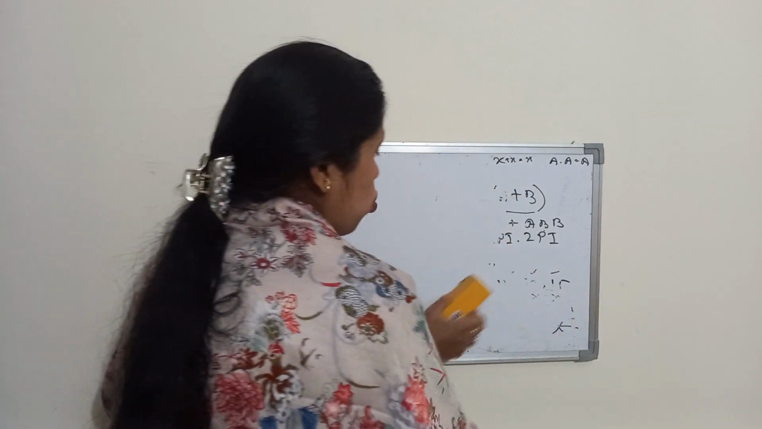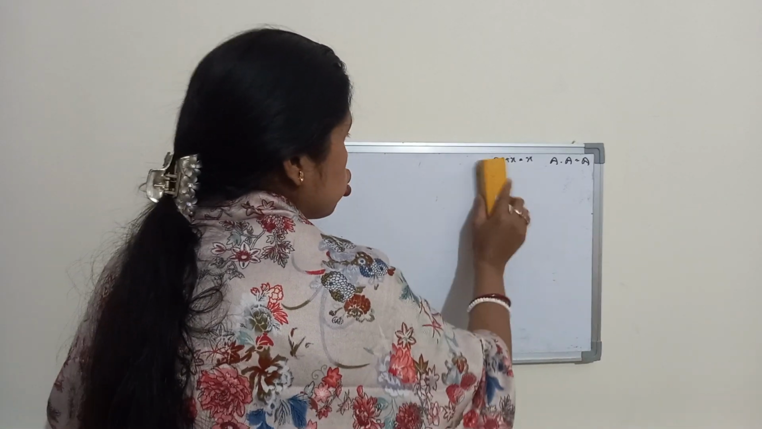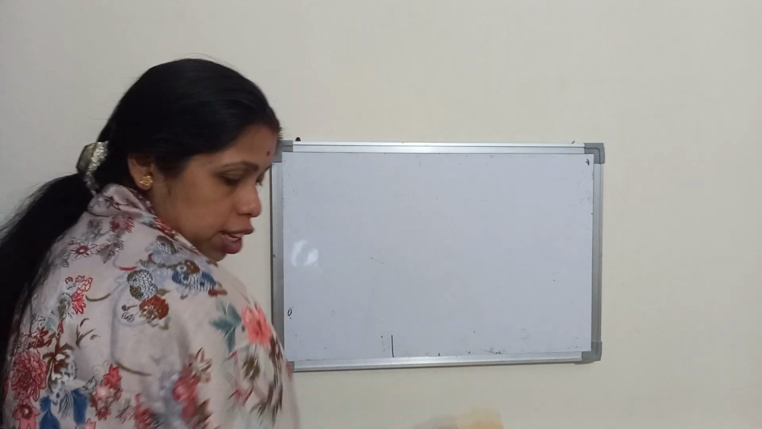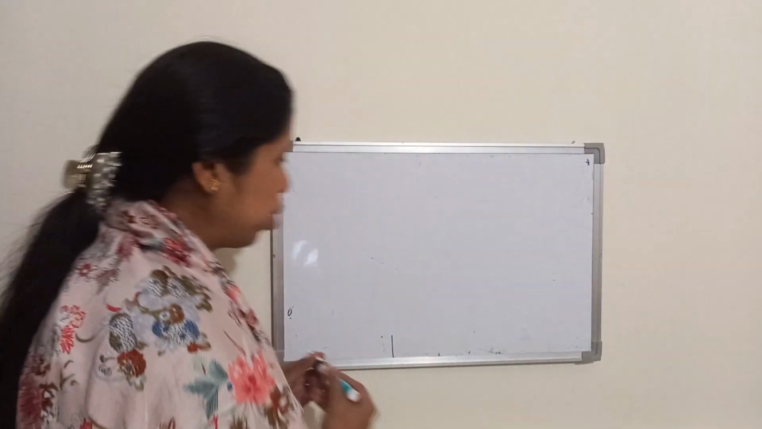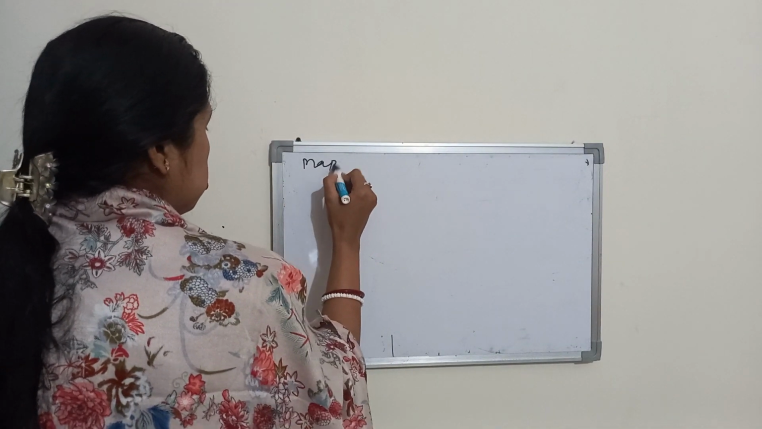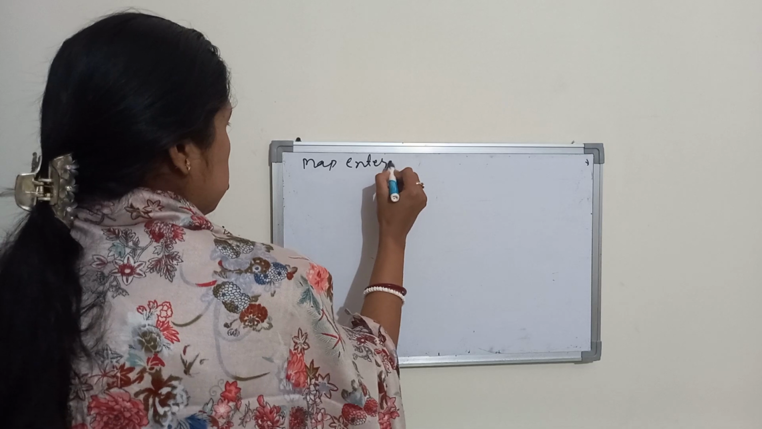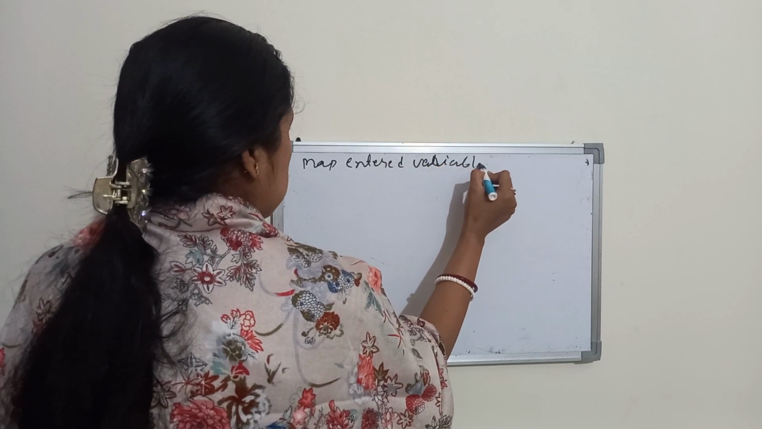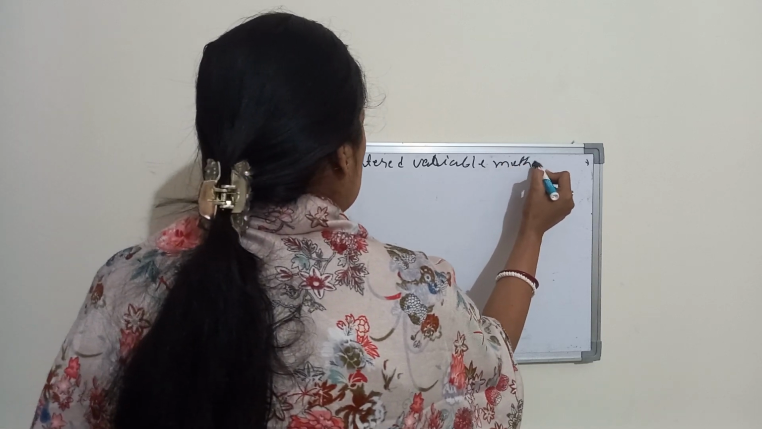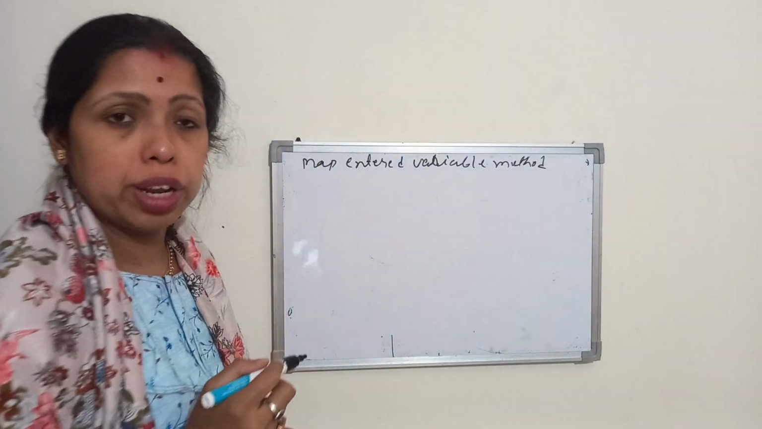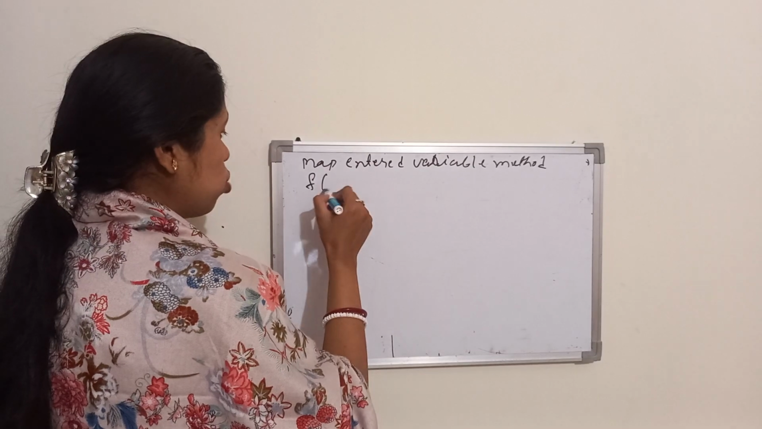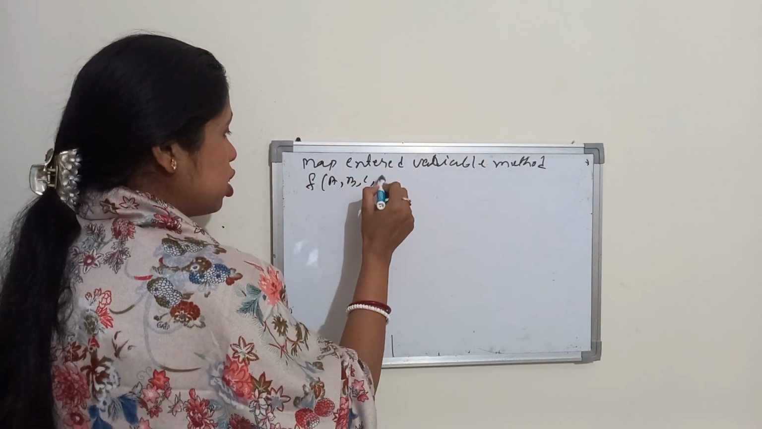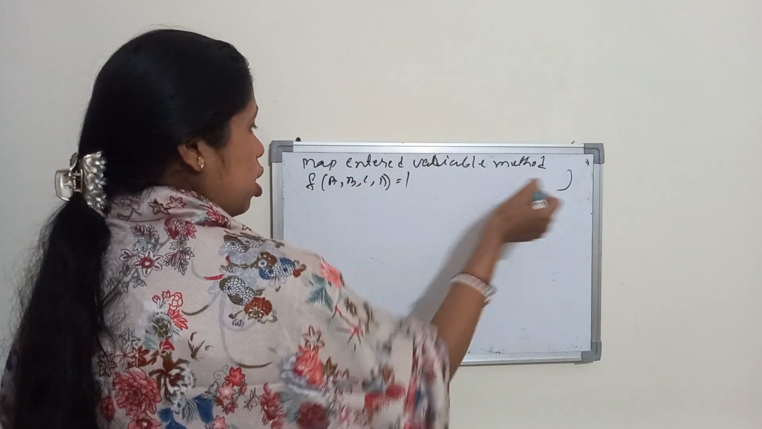Next I'll come to one more process that is also related to K-map, but that is a different thing. The map entered variable method, right? So where can we use this map entered variable method? Suppose you have one function of A, B, C, D.